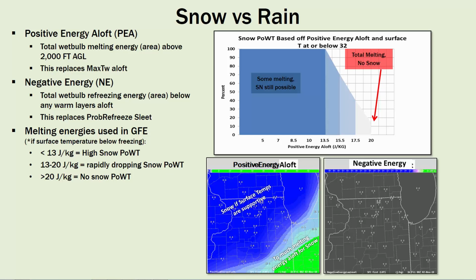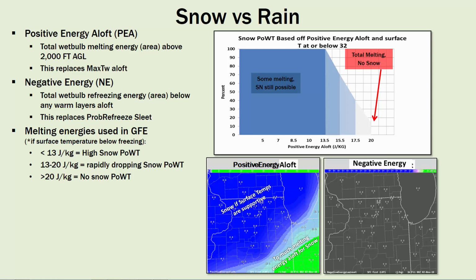First of all, there's going to be 2 new grids that we're going to be utilizing. The first one is what's called the positive energy aloft, and this simply is going to represent the total wet bulb melting energy above 2,000 feet AGL. This is basically going to be replacing the maximum wet bulb temperature aloft.